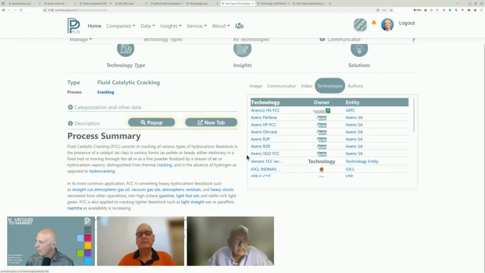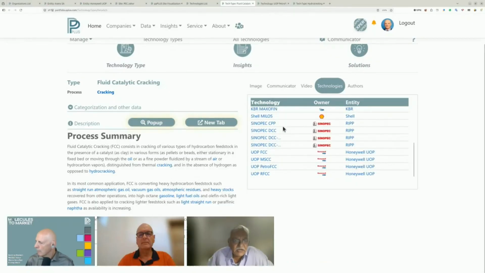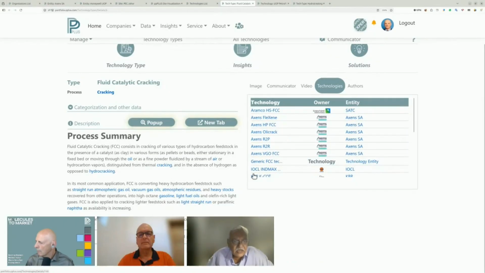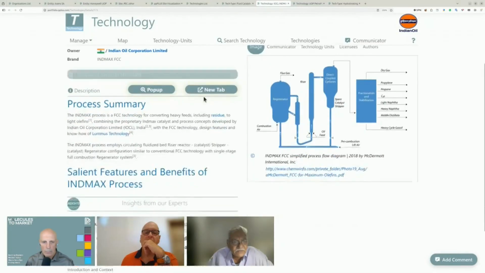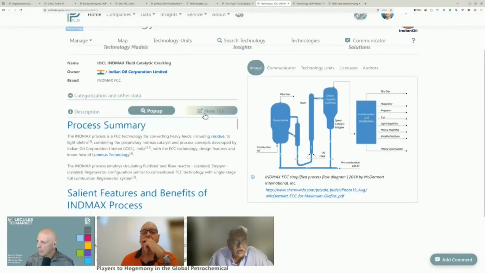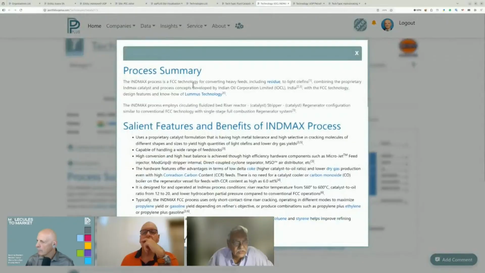The third agency, who is a very good licensor in this area, is ABB. ABB is licensing the NMAX process, and in NMAX they are using the IOCL catalyst. This catalyst is by the Indian company, Indian Oil Corporation. So they authorize it, and they give a good process.